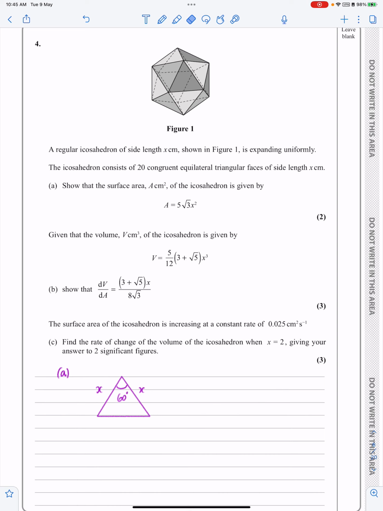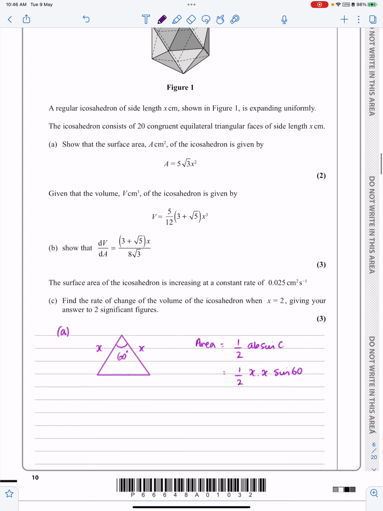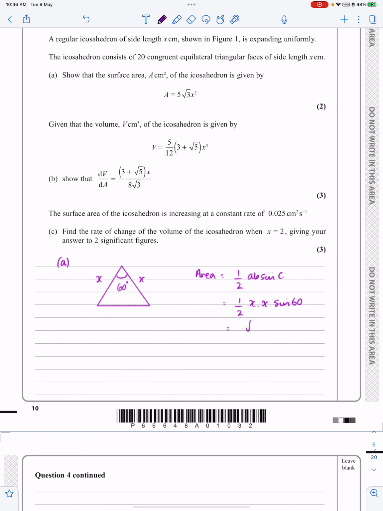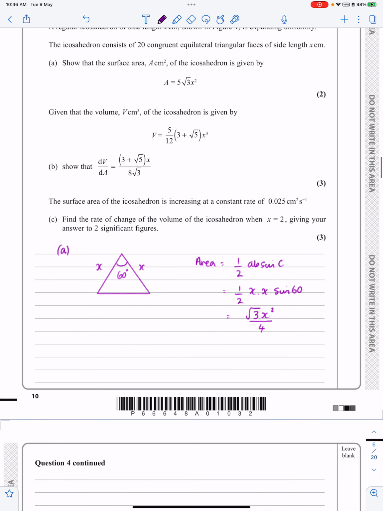If I've got that situation and I need to find the area of this triangle, I'm okay to make a start now. I'm going to say the area is half AB sine C. So the area is going to be a half x times x times sine 60, and then just tidy it up on your calculator. I know sine 60 is root 3 over 2. You can stick it into the calculator, but I'm going to get that as being root 3 x squared all over 4. That's the area of one of them.